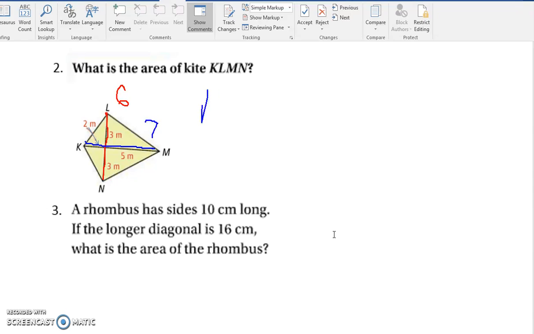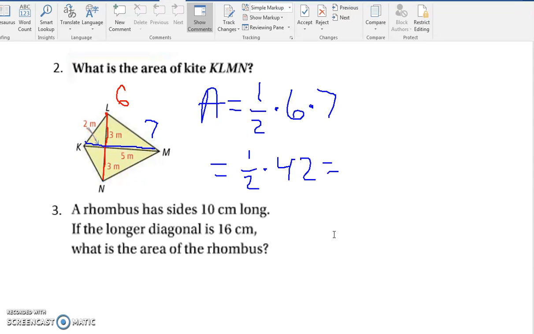Okay, so if we were to figure out the area, it's area equals 1/2 times the product of the two diagonals, so times 6 times 7. 6 times 7 is 42, so if you want to be really detailed, you go 1/2 times 42, which is 21. And again, this is in meters, so we're going to say meters squared.